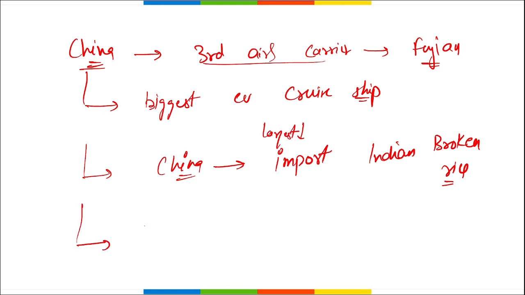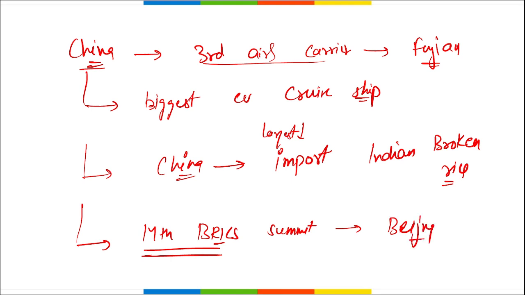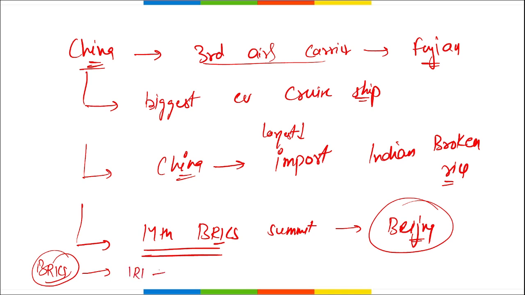Then if we talk about China only, the 14th BRICS summit. Where will this 14th BRICS summit be held? It will be held in China only, and that too in Beijing. Even there was news recently that BRICS is planning to launch their own reserve currency, that will have INR, that is Indian rupees, Russian ruble and Chinese yuan. So it's just news. Let's see what happens in future, but still you have to remember this.